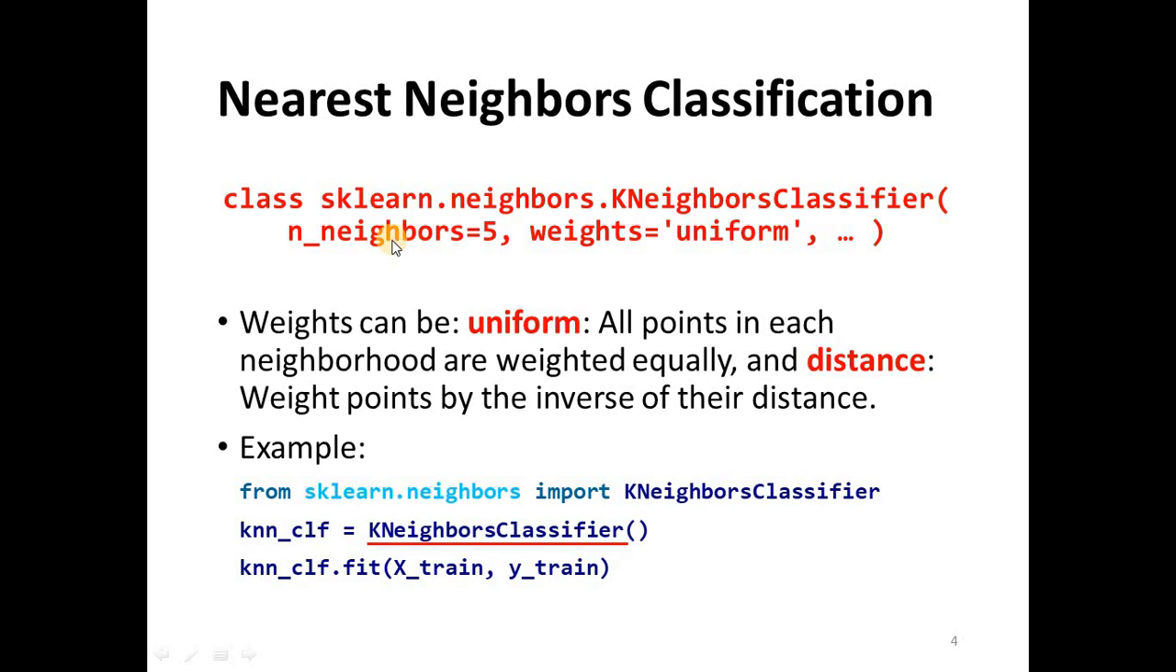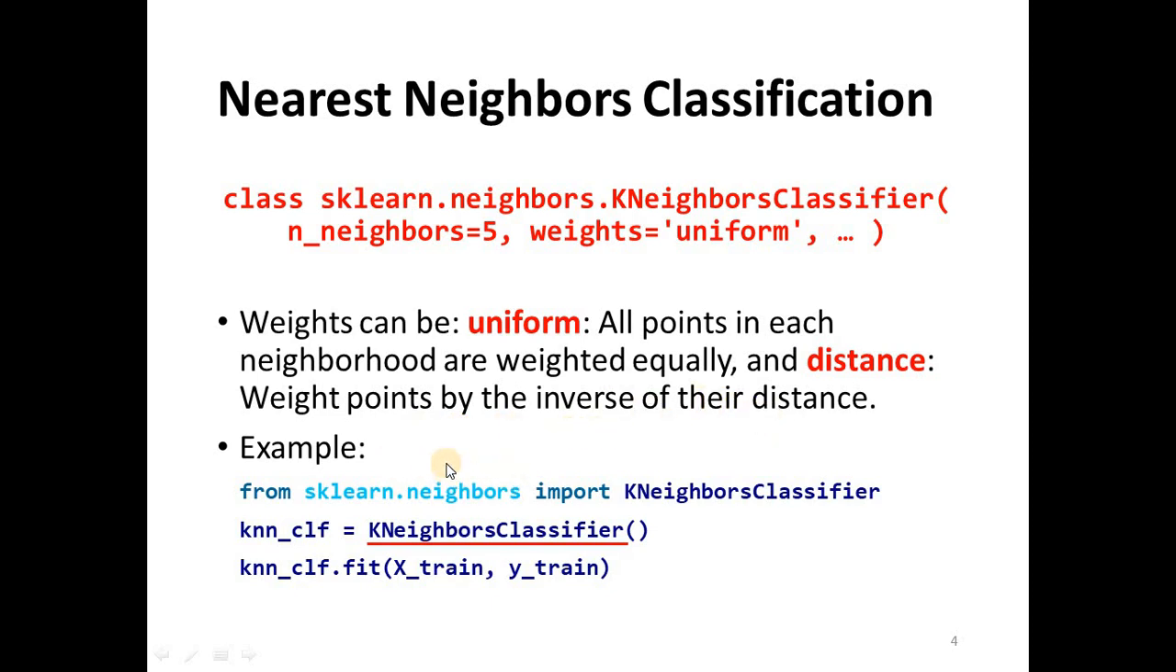The two important parameters are n_neighbors, whose default value is 5, and weights, which has a default value of uniform. Weights can be uniform. In this case, all points in each neighborhood are weighted equally. And the second option is distance, where points are weighted by the inverse of their distance.